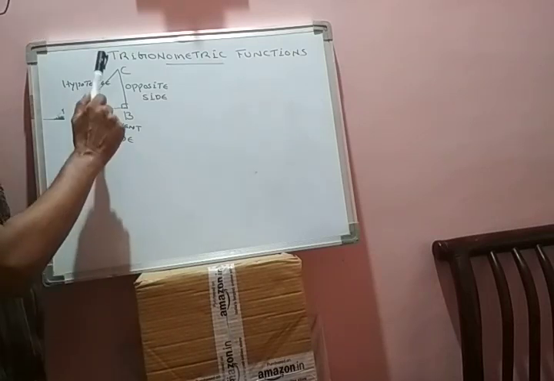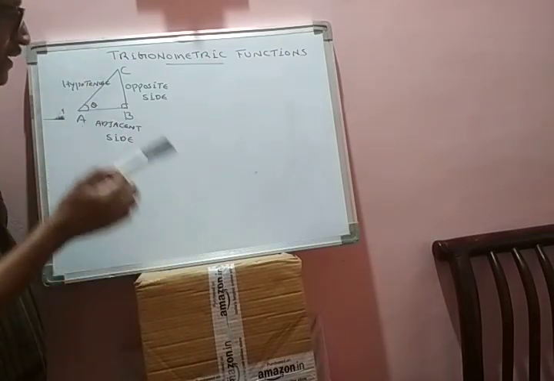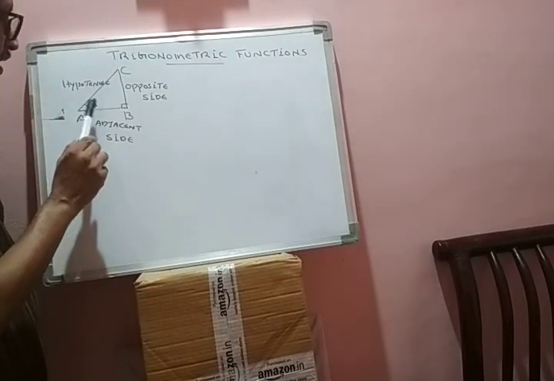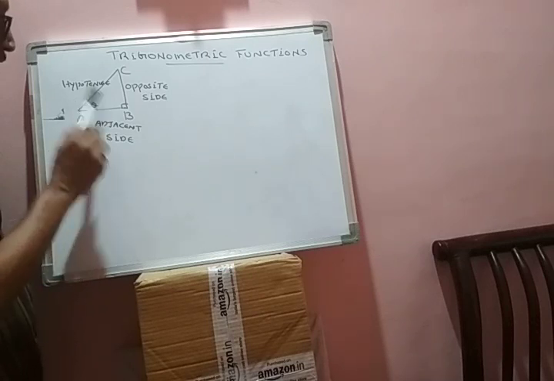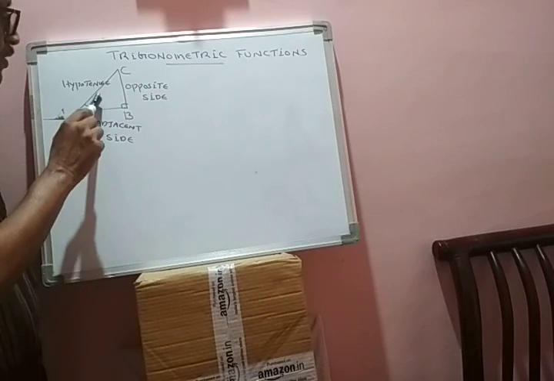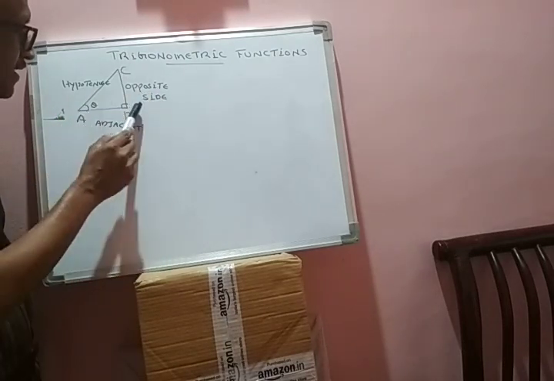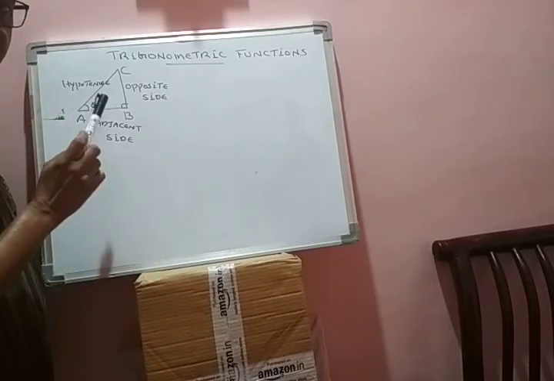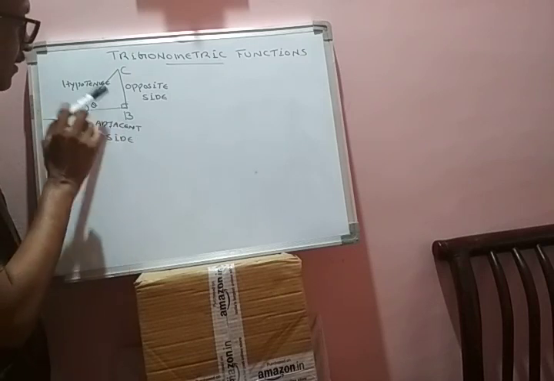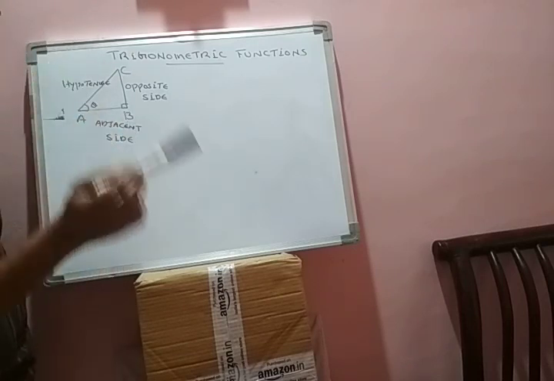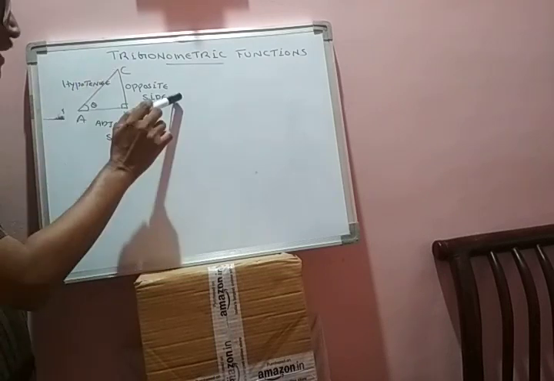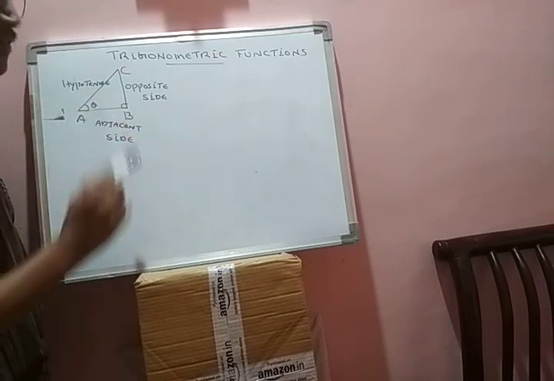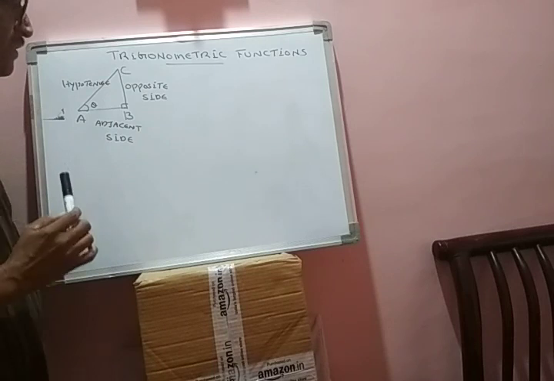Consider this right triangle ABC. Here angle B is 90 degrees. Therefore, the side opposite to angle B, that is AC, is the hypotenuse. Let angle A be equal to theta. Then the side opposite to theta is the opposite side, and the side adjacent to theta is the adjacent side. So there are three sides: the side opposite to 90 degrees is the hypotenuse, the side opposite to angle theta is the opposite side, and the side AB, which is adjacent to theta, is called the adjacent side. These are the names of the three sides.